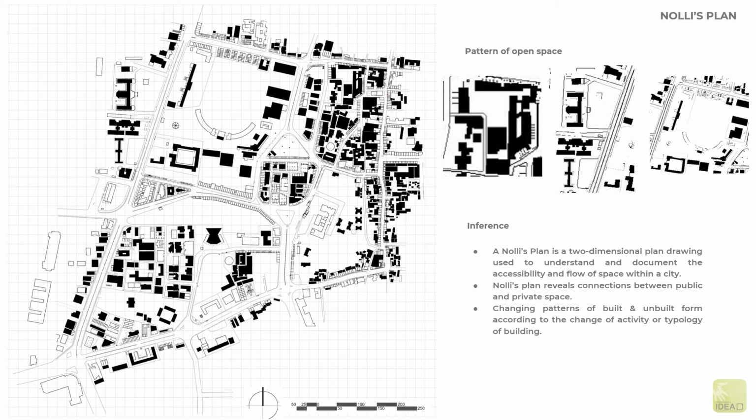Knowledge plan is a figure and ground diagram which tells us about the connection between public and private space. Land coverage of building is visualized as solid mass and public spaces are represented as void. It also gives an idea of scale and footprint of buildings according to its usage.